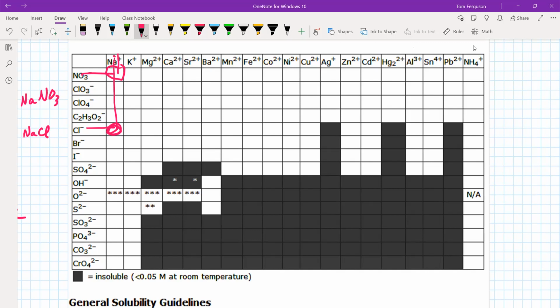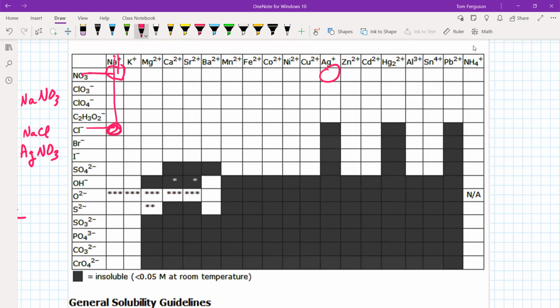Okay, let's take sodium chloride and silver nitrate. Now let's look at silver nitrate for a second here. Here's nitrate, and go over here to silver. Silver nitrate is white. That means a solution of silver nitrate you're going to be using in lab today and yesterday is in an amber bottle, so you really can't see it. The reason it's an amber bottle is because it's sensitive to UV light.